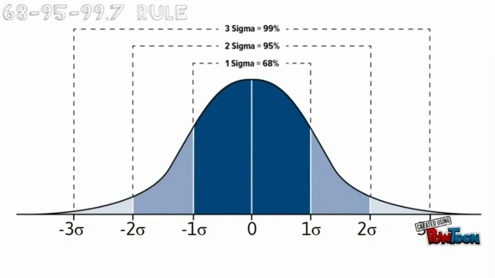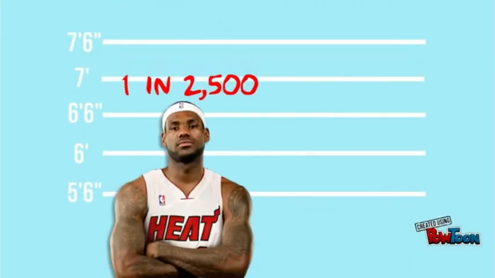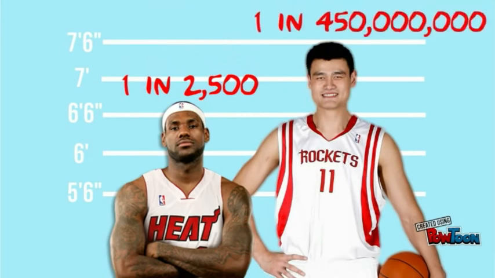The average height of an American adult male is 5'10", with a standard deviation of 3 inches. Using the 68, 95, 99.7 rule, this means that 68% of American men are 5'10", plus or minus 3 inches. 95% of American men are 5'10", plus or minus 6 inches, and 99.7% of American men are 5'10", plus or minus 9 inches. So only about 0.3% of American men deviate more than 9 inches from the average, with 0.15% taller than 6'7" and 0.15% shorter than 5'1". This reasoning suggests that LeBron James is 1 in 2,500 and Yao Ming is 1 in 450 million.